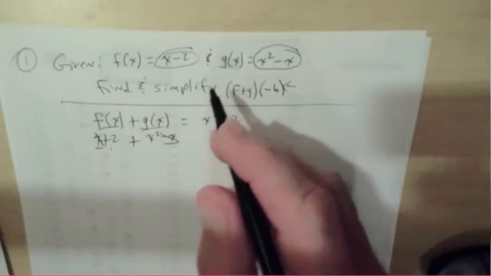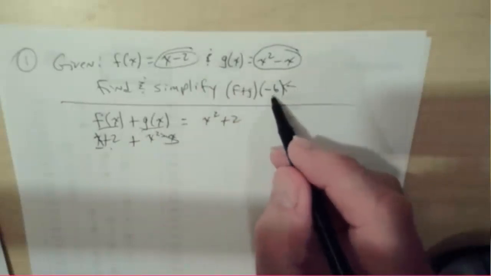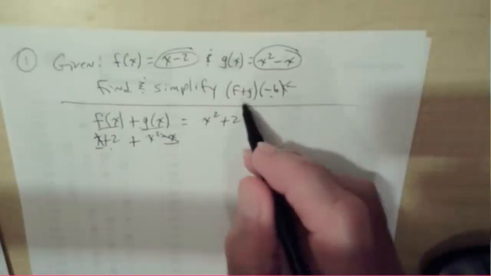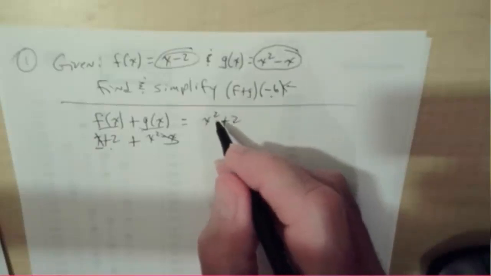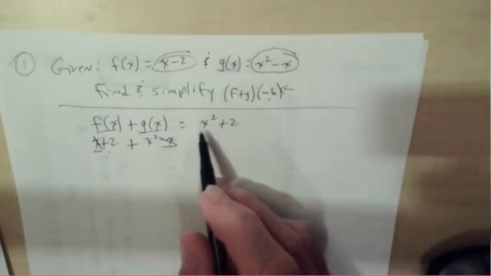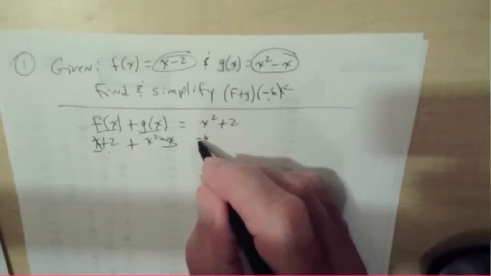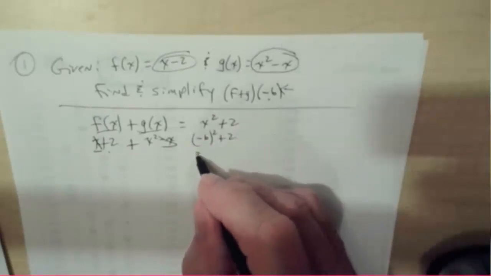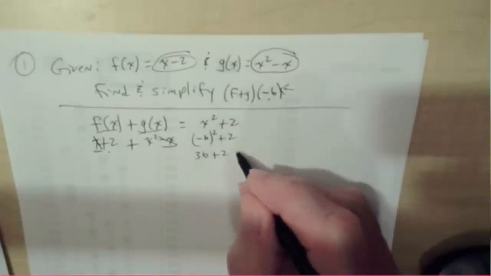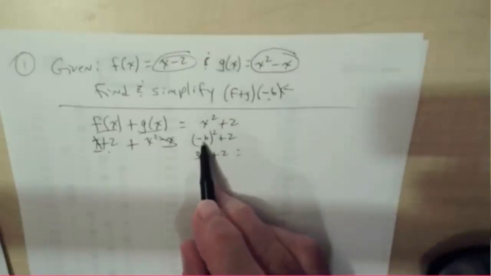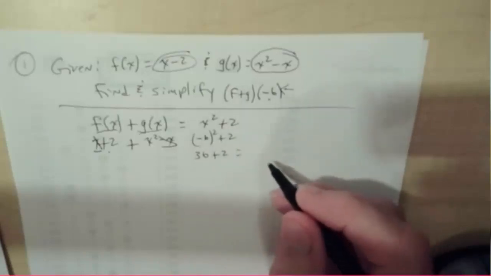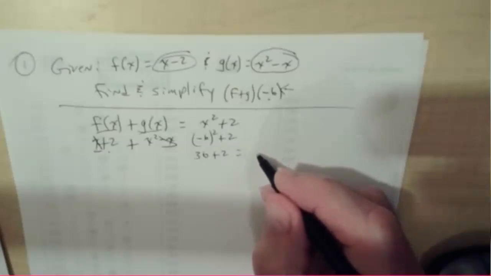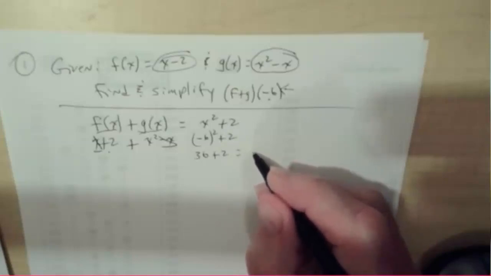So what we do now is we find out the value of f plus g of negative 6. Now f plus g is this. So we plug in negative 6 squared plus 2. So this is 36 plus 2, because negative 6 times negative 6 is positive 36. So our answer there is 38.